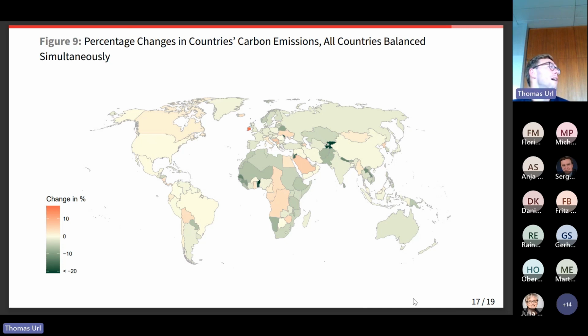So quite a bit. And when you then compare, you see in the picture the national emissions, how they change, a lot of heterogeneity.